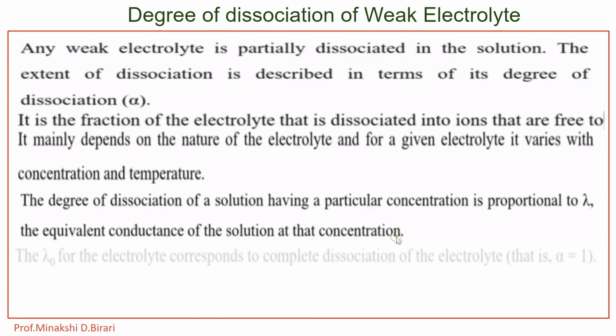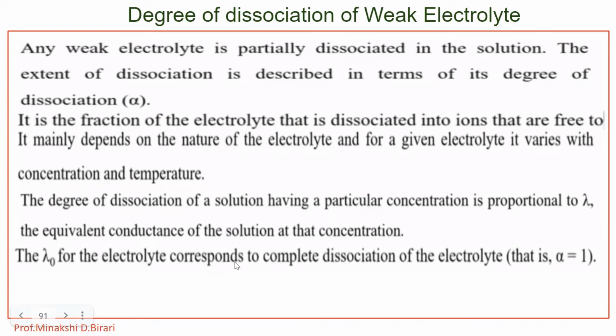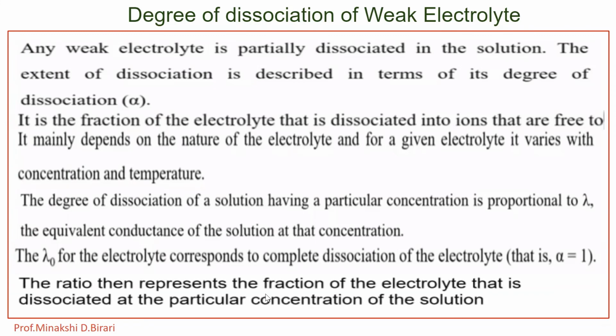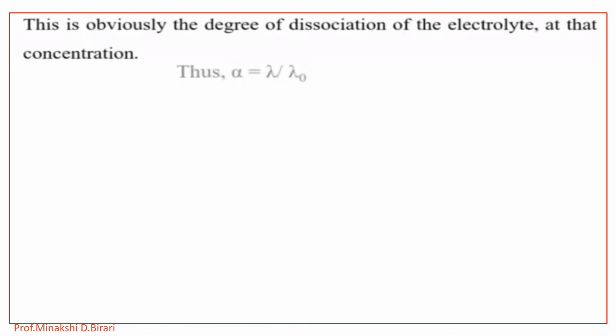The lambda 0 for the electrolyte corresponds to complete dissociation of the electrolyte, that is alpha is equal to 1. The ratio, that is lambda upon lambda 0, then represents the fraction of the electrolyte that is dissociated at the particular concentration of the solution. This is obviously the degree of dissociation of the electrolyte at that concentration. Thus, alpha is equal to lambda upon lambda 0.